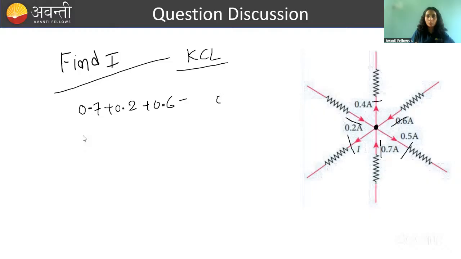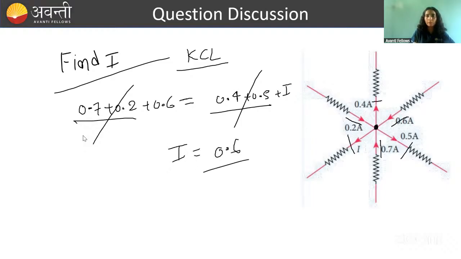So 0.4 plus 0.5 plus I. This has to be equal to this. So this and this will get cancelled because both are equal to 0.9. So I is equal to 0.6 ampere. So this is going to be your answer. Yes, Kiran, that's correct. Lakshmi, yes.